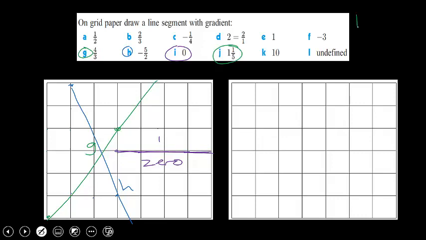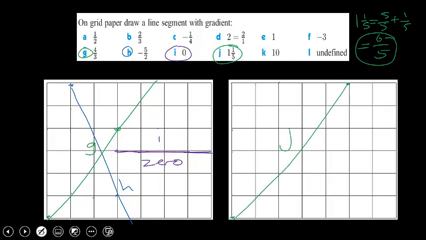J is 1 and 1 over 5, which is equal to 5 over 5 plus 1 over 5, which is equal to 6 over 5. So when I do a gradient, I need a mixed fraction. So 6 over 5 means 6 up and 5 to the right. I'm going to start here in the corner, and I'm going to go up 6, 1, 2, 3, 4, 5, 6. So that's top to bottom, and 5 to the right, 1, 2, 3, 4, 5. And that's over there. And this here is J. Now remember, you need to use a ruler to connect your dots.